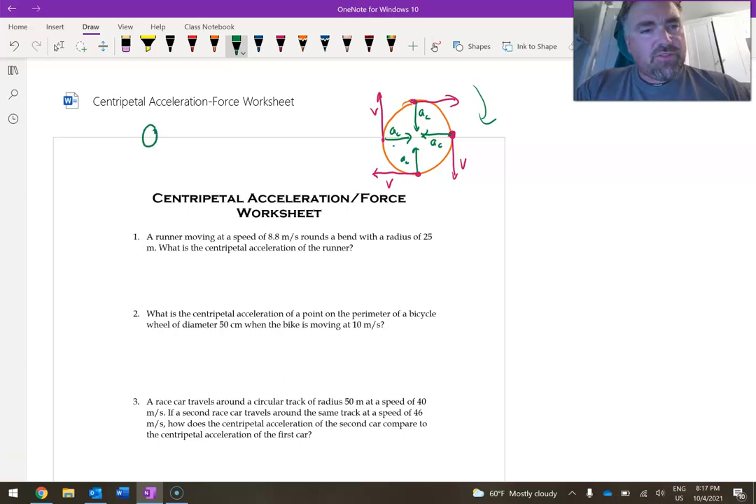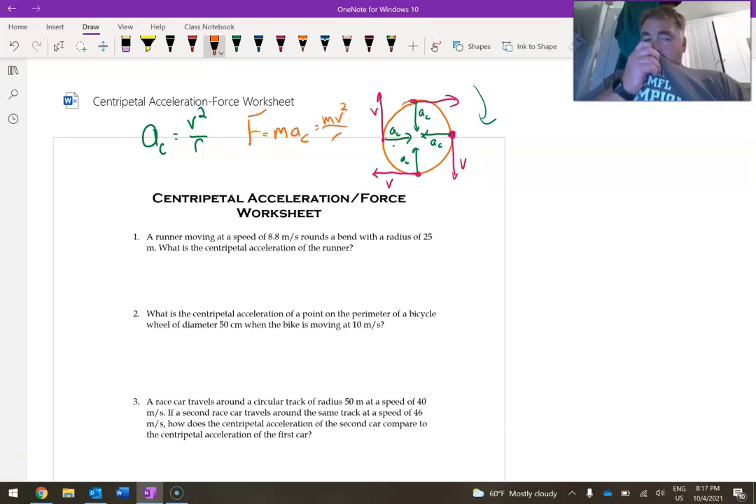But remember, centripetal acceleration can be found by taking the speed of the object squared and dividing it by the radius. And then using Newton's second law of motion, we can solve for centripetal force by taking the mass times the centripetal acceleration, or the mass times v squared over r.